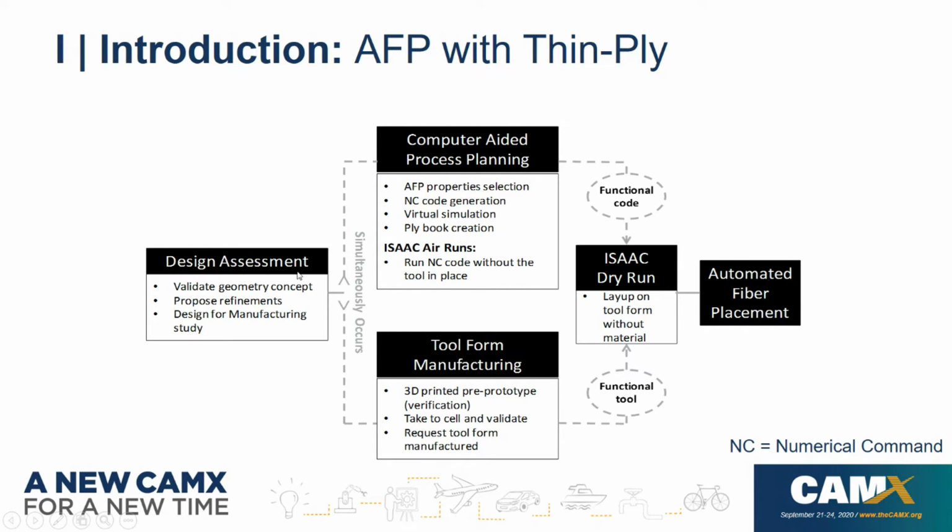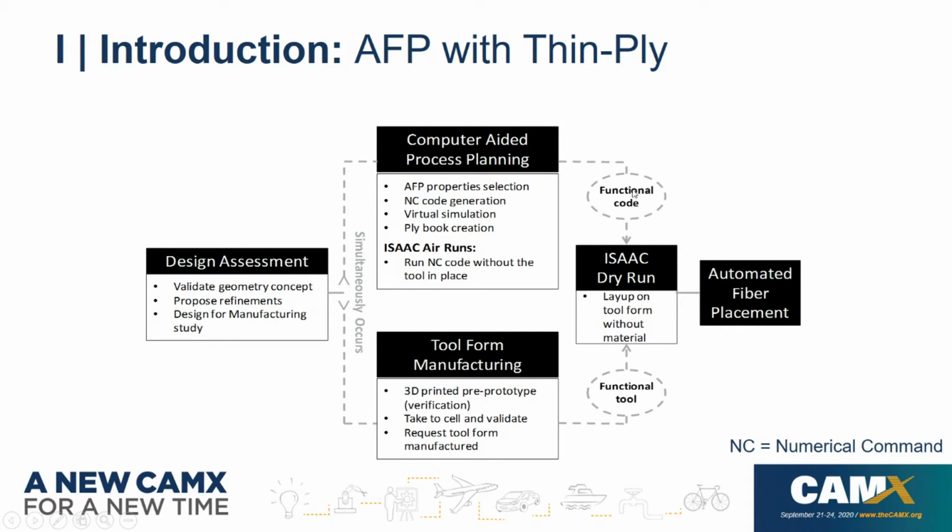Then, once the design and the geometry concept is validated, we do two parallel steps. One step is computer-aided process planning. This is where we are generating the numerical code and doing the parameter selection, and so on. So at the end of it, we have a functional code. On the other side, we are making a tool for manufacturing, which is to 3D print a prototype. We take it to the cell, we verify it, we validate it, and then we obtain a functional tool.